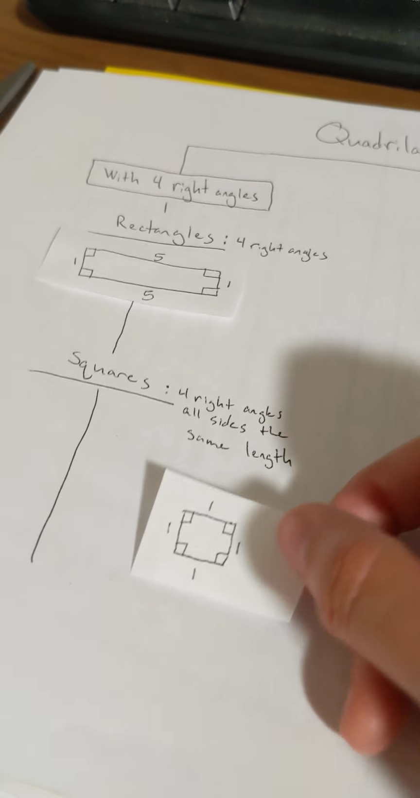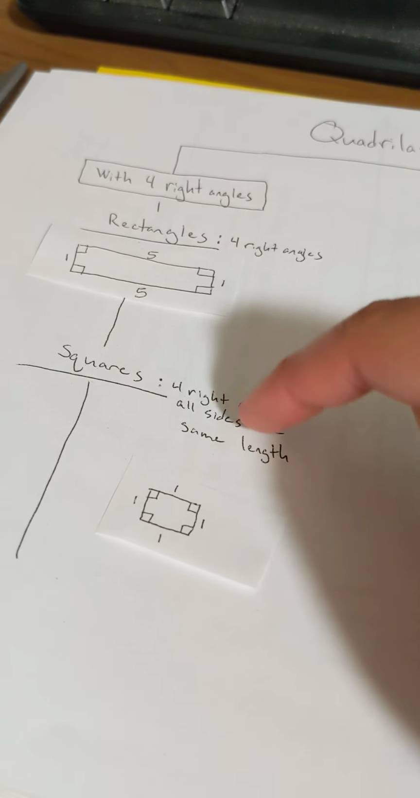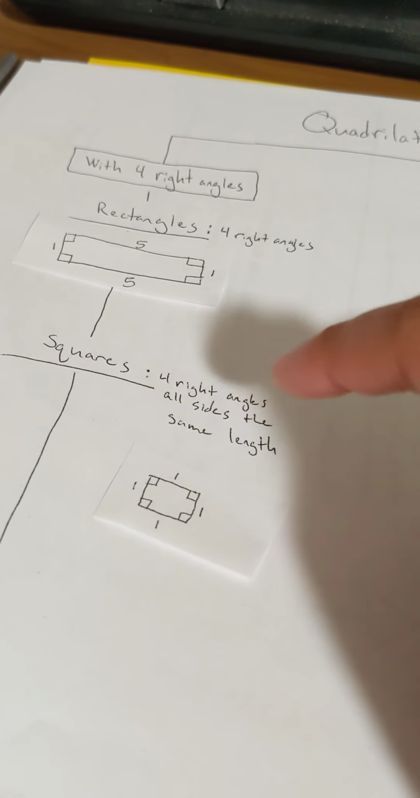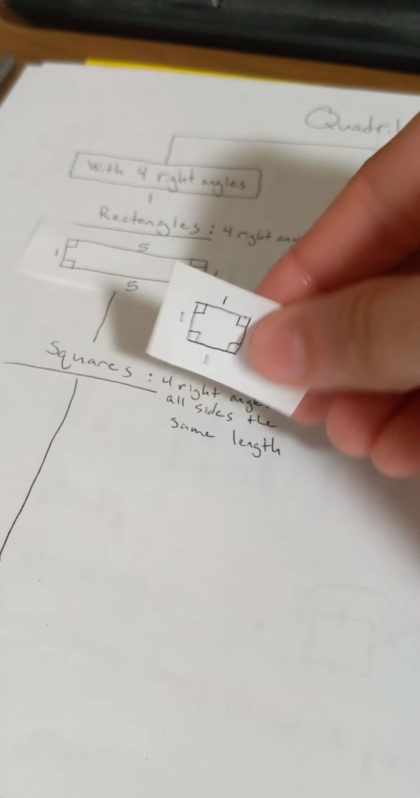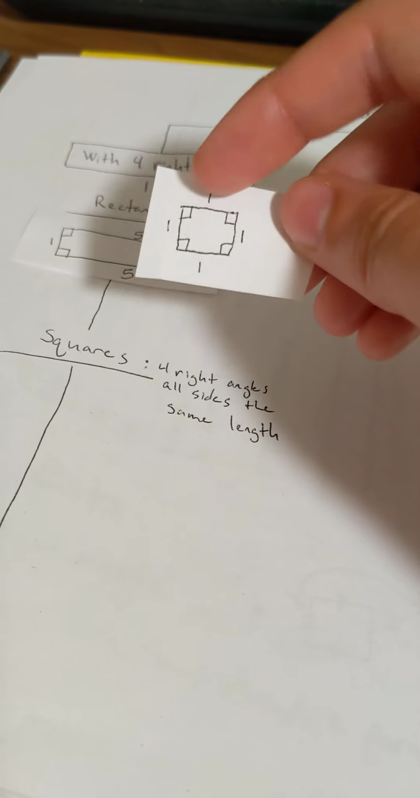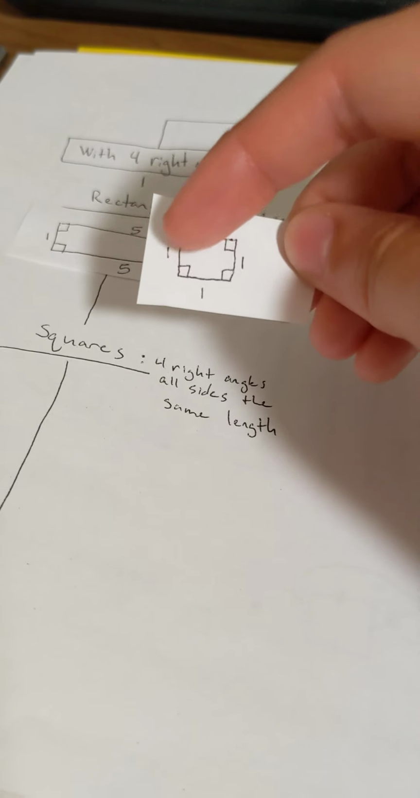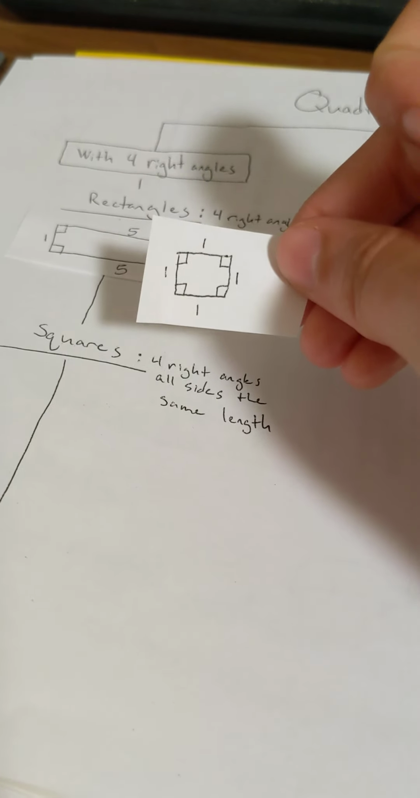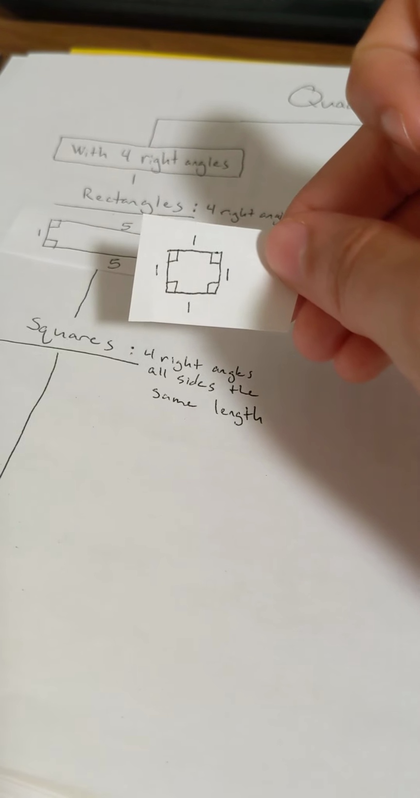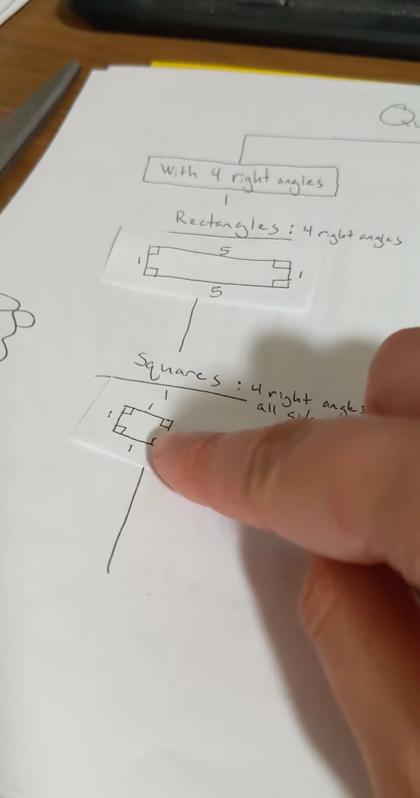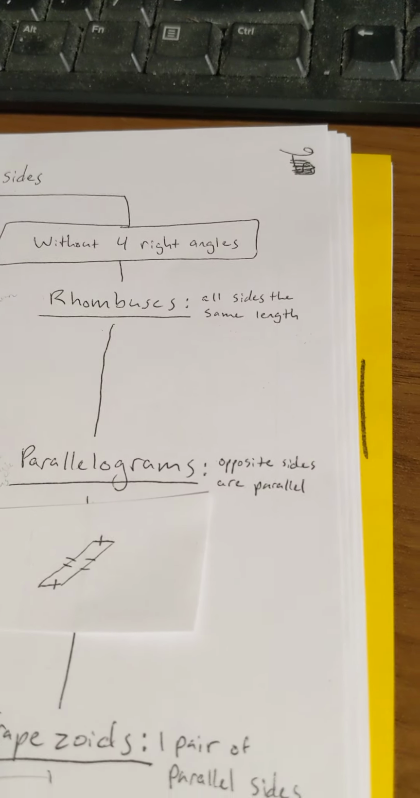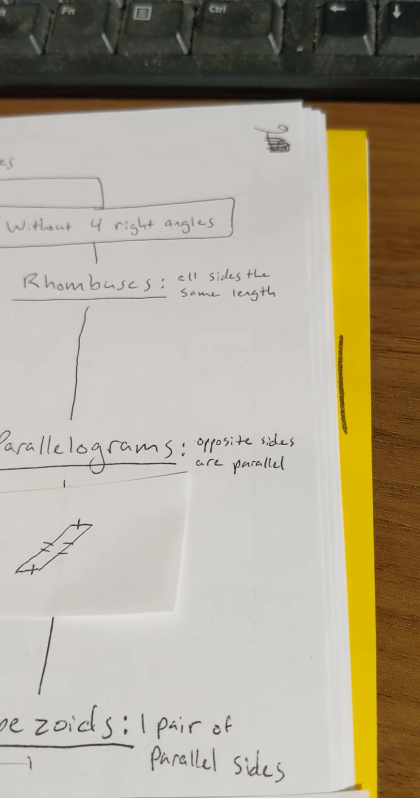Is it also a square? So squares have 4 right angles, okay, check, and all sides are the same length. Are all the sides the same length? Look, this is 1, 1, 1, and 1. So are they all the same length? Yeah, they are. So we can leave this right here. It is a square and a rectangle. Okay, let's pull up our next one.